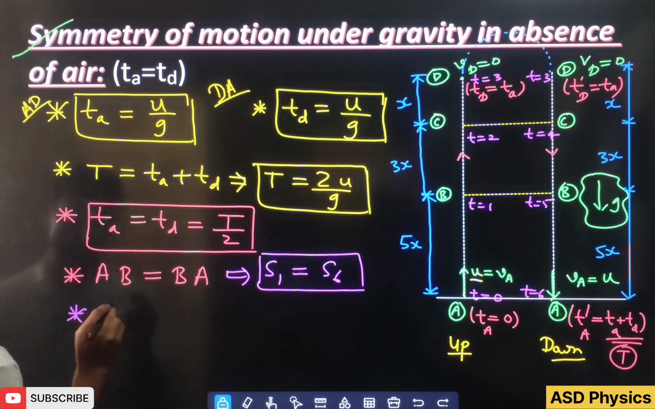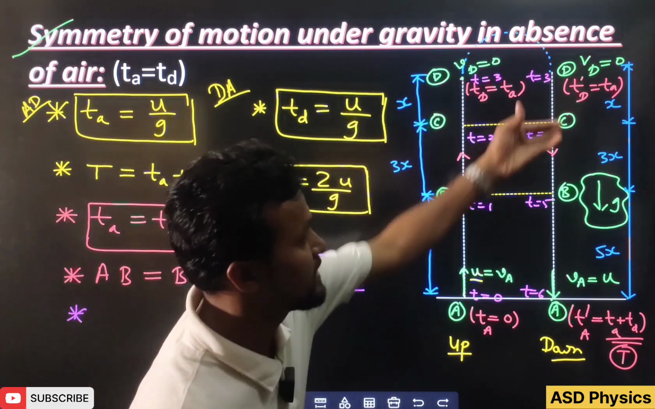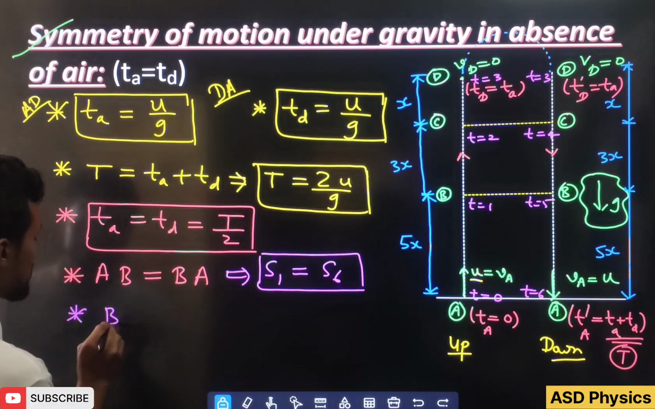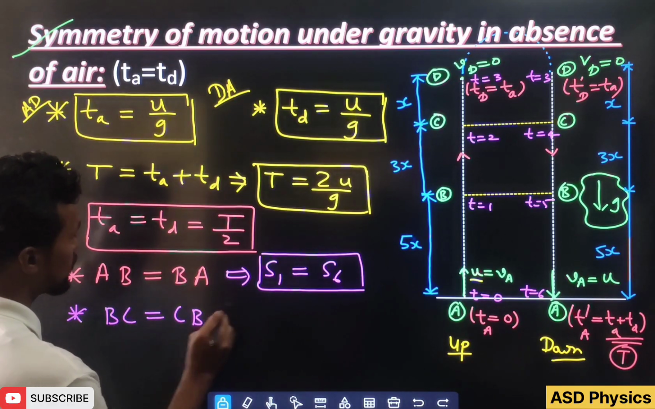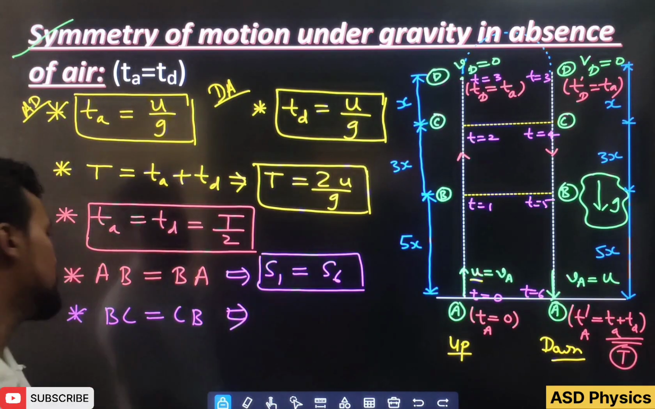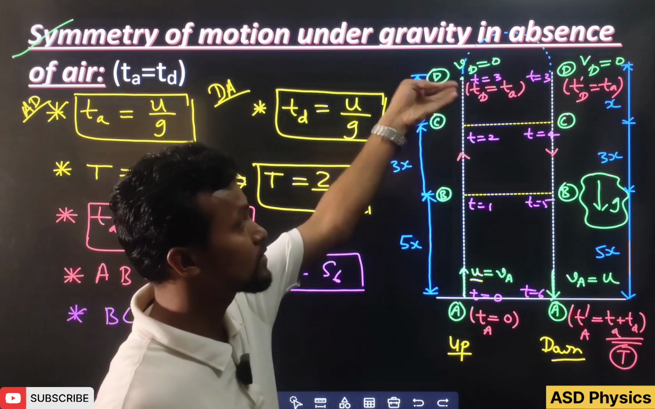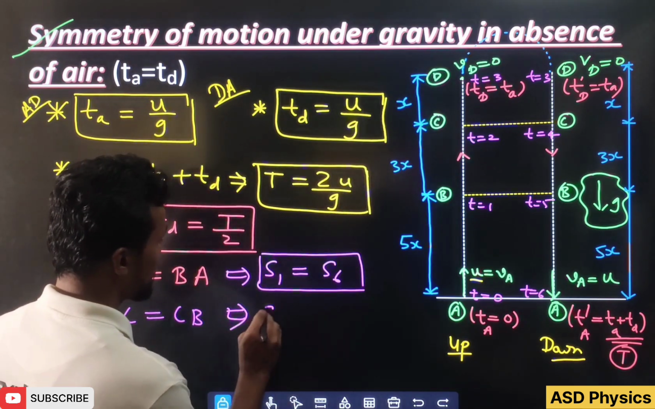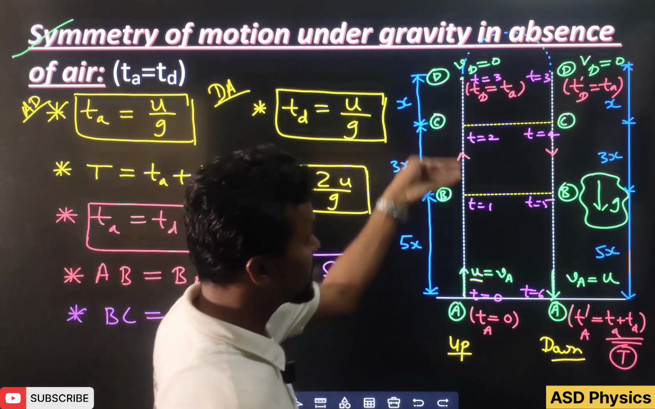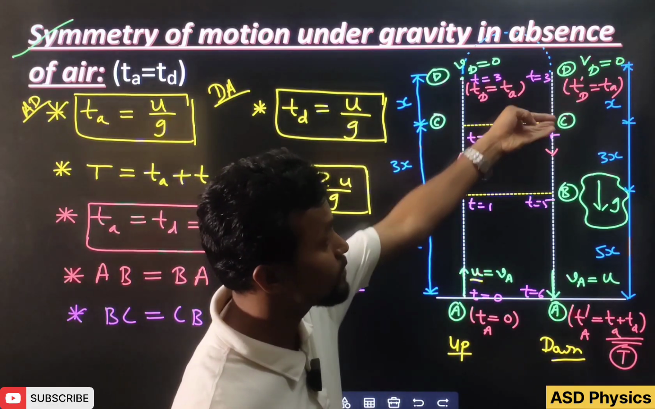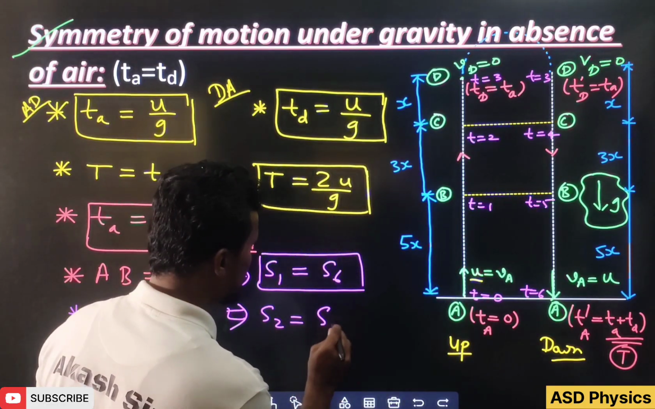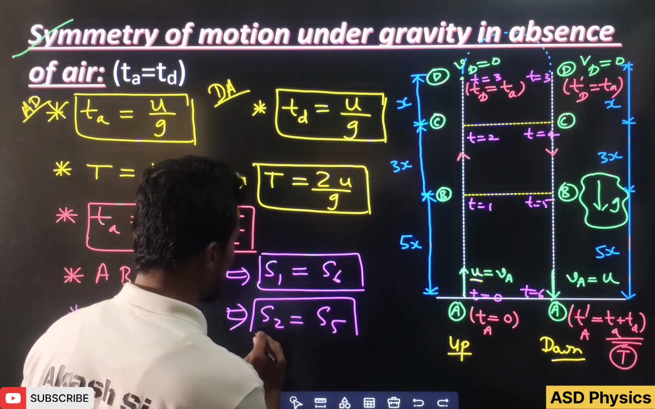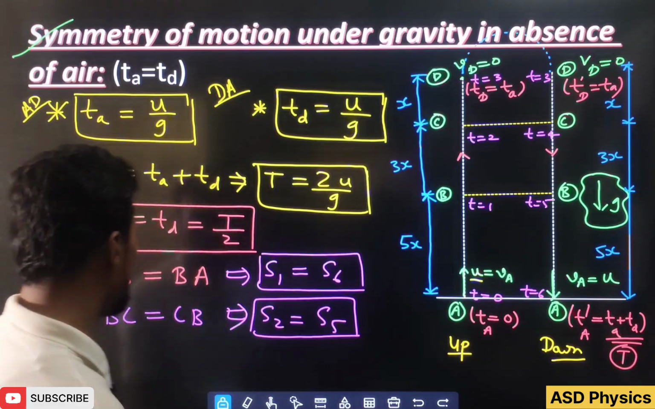If we talk about the next one, you can see very well, BC is equal to CB. This will only happen in the absence of air. BC means the displacement in the second second, that means H2. The displacement in the second second will be equal to the displacement in the fifth second. So H2 equals S5.